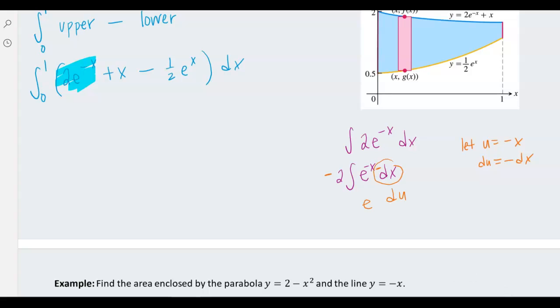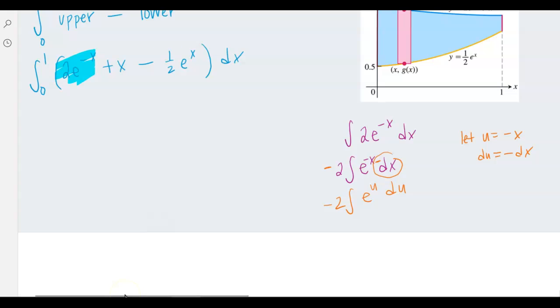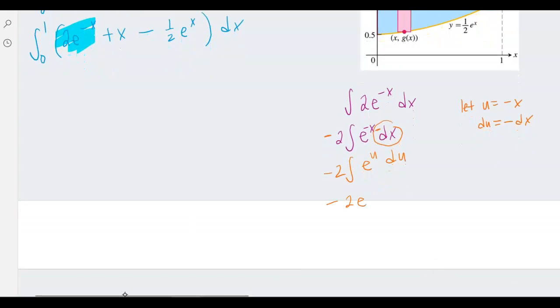I'll have e to the u, and I've got this -2 along for the ride. That's something that's easy for us to evaluate because we know that the integral of e to the x is just e to the x. So I think this is going to be -2 e to the u. And then making the substitution back, this is -2 e to the negative x, going back to our original substitution. That was a lot of work for me to calculate that first term here, the integral of that first term. I think it's going to be -2 e to the negative x.